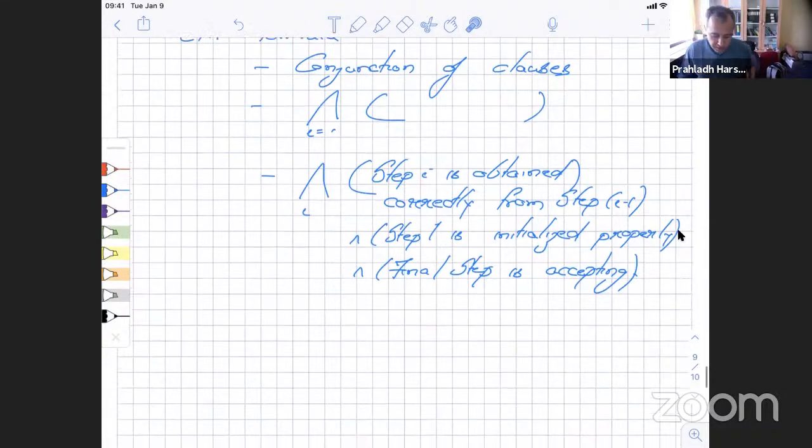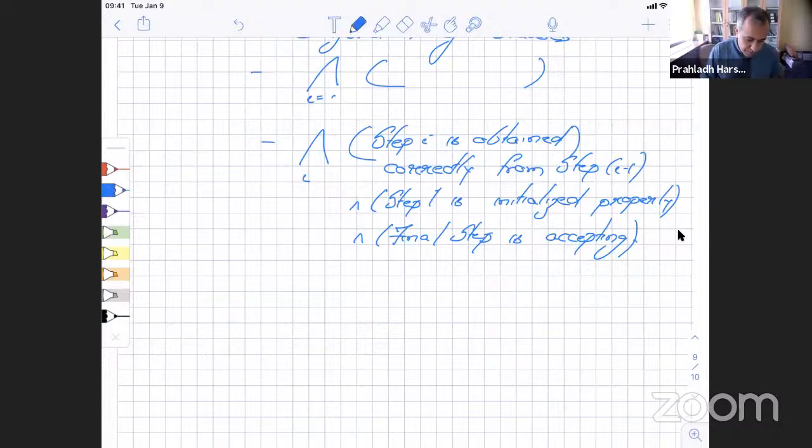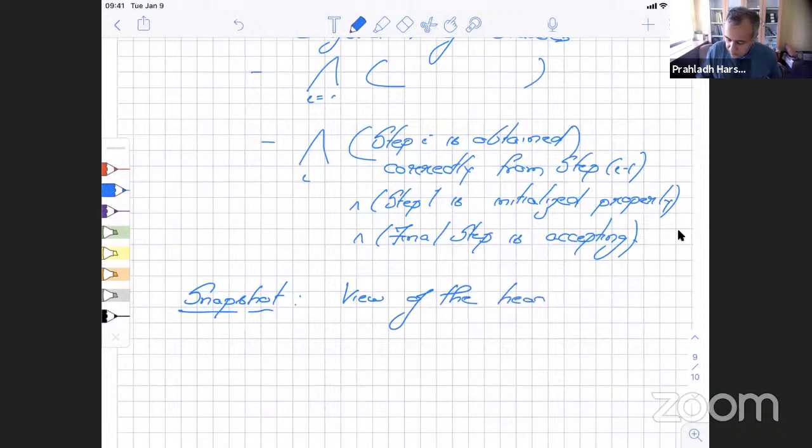Okay. So for this, I'll define a notion of what I'm going to call a snapshot. A snapshot is, in some sense, the view of the head of the Turing machine. A snapshot is not the entire description of the Turing machine at a particular point of time. It's the view of the head at a particular instant of time.